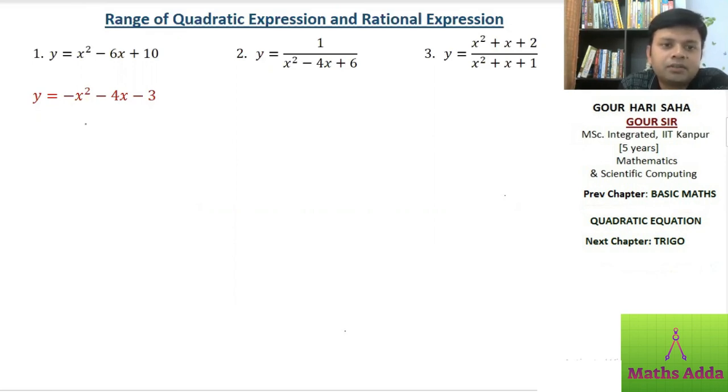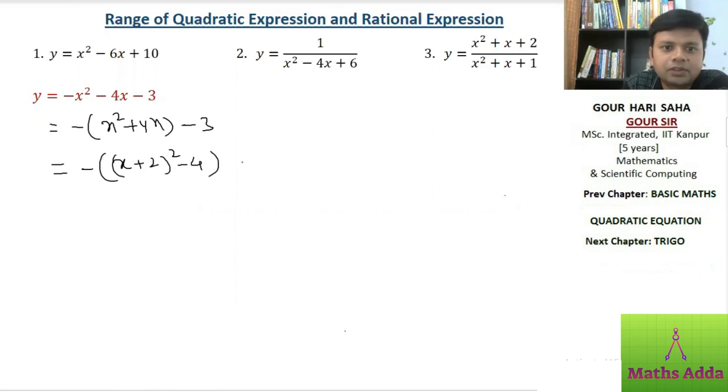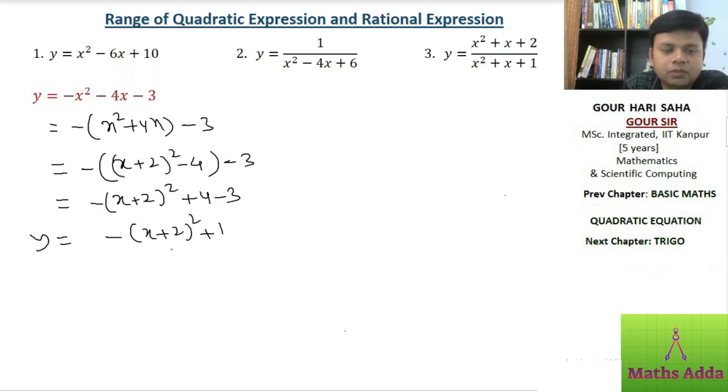What I will be doing? First I will be making perfect square. So how can I do that? Take minus common, it becomes x square plus 4x and minus 3 is outside, right? It is minus, it will be x plus 2 whole square and then there will be minus 4 here inside, minus 3. You simplify it, it is x plus 2 whole square plus 4 minus 3. Here is a minus sign. So it is y is equal to minus of x plus 2 whole square plus 1.